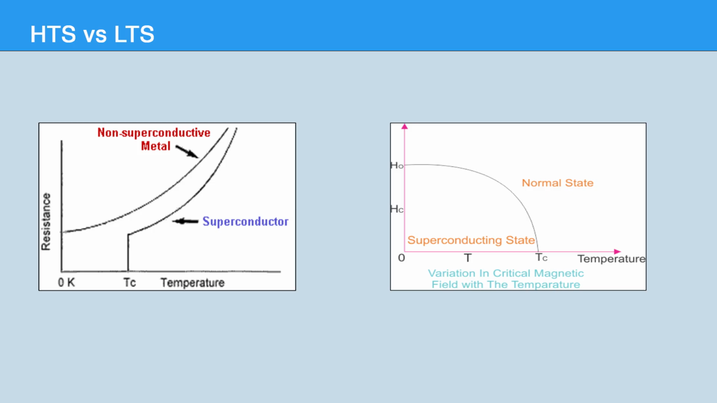This occurs at a critical temperature Tc, which differs for each superconducting material. The specific high temperature superconductor material in this chart has no electrical resistance below 108 Kelvin, as opposed to the specific low temperature material in this chart, which has no electrical resistance below 10 Kelvin.